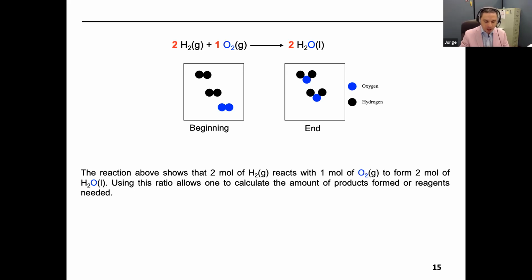And again, read the reaction as if it were a recipe. On the left side are the ingredients that you need to start cooking, and on the right side is your final product. This reaction tells us that we need 2 molecules of H2 reacting with 1 molecule of O2, and that will produce 2 molecules of water. If you change one of the reagents, the other one has to change as well to respect the proportion. And that's how we can predict the amount of reagent needed or the amount of product produced.